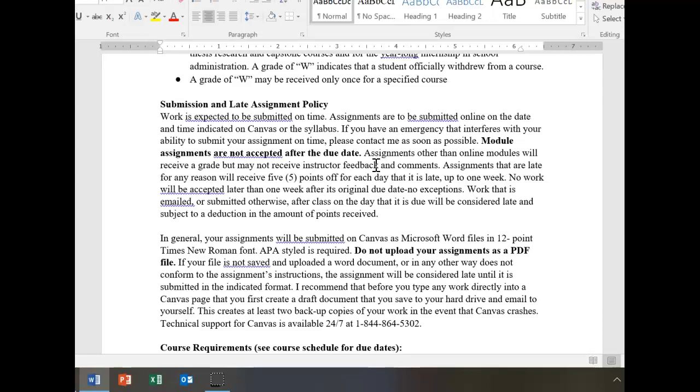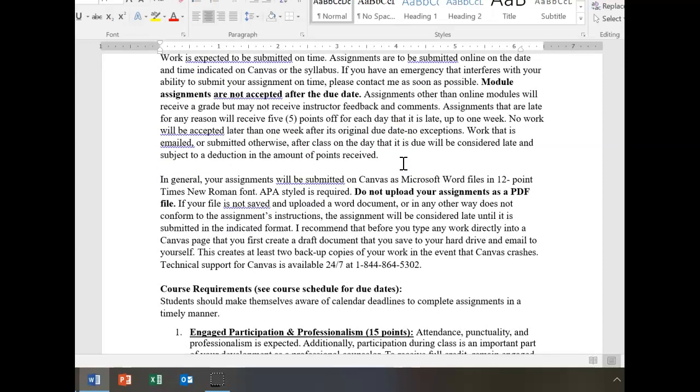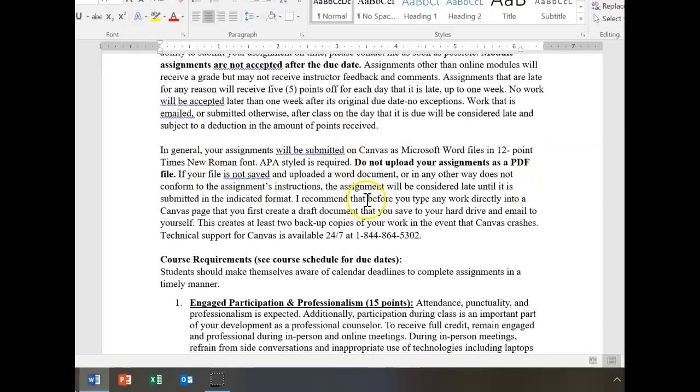The other assignments that we have in this course, if you submit them late, you will receive 5 points off for each day that it's late up to 1 week. No work will be accepted later than a week after its original due date. Here are the requirements for uploading your assignments. Again, you need to follow APA format. You need to use Microsoft Word. Don't upload in a PDF, and use standard 12-point Times New Roman font.